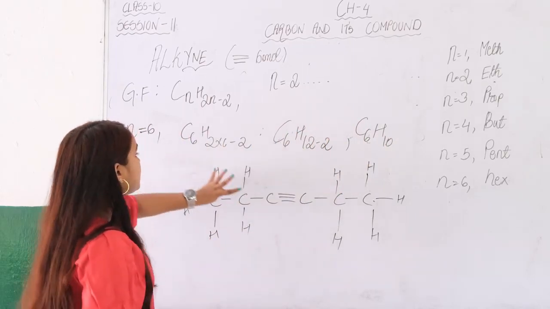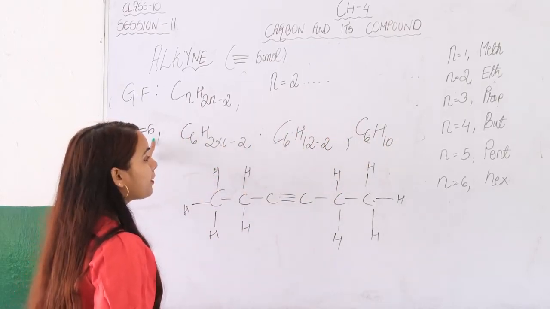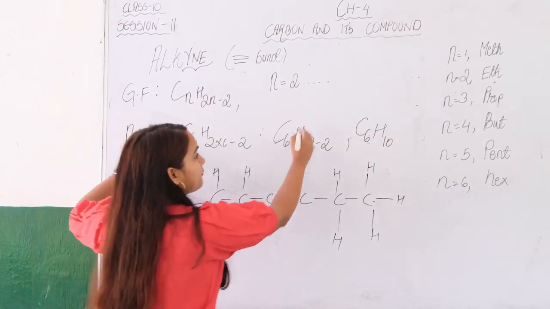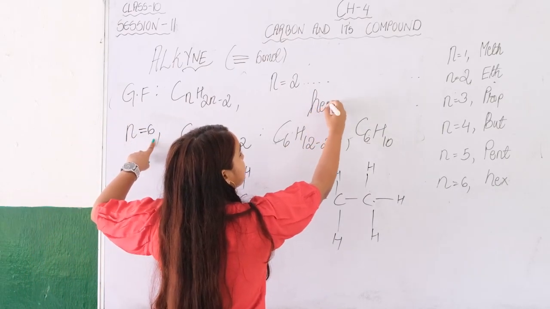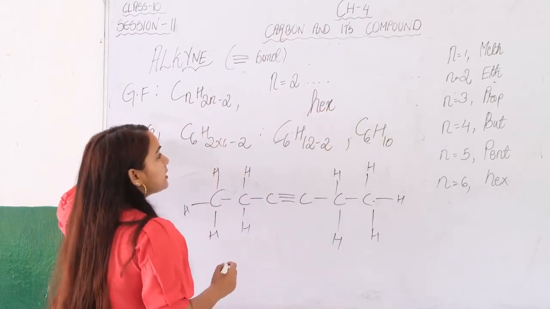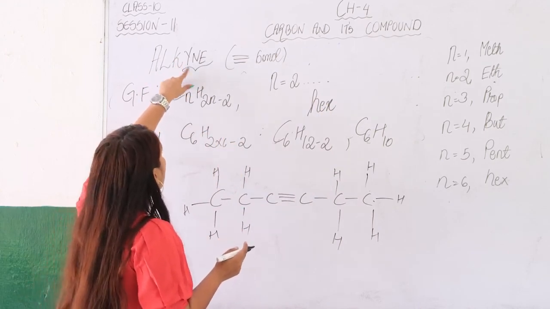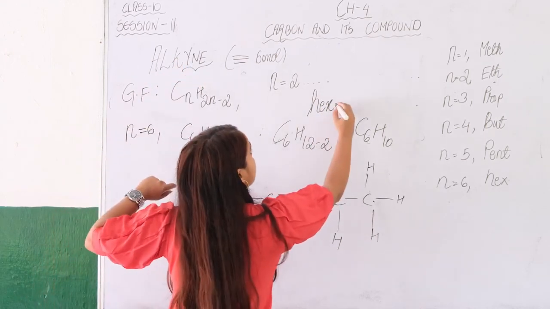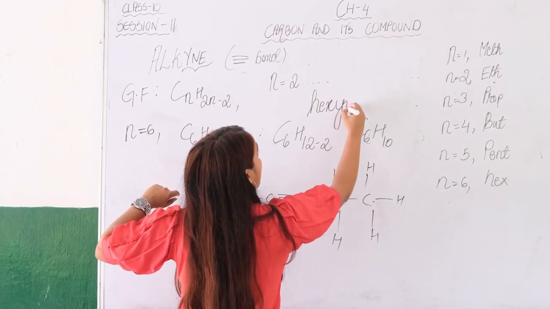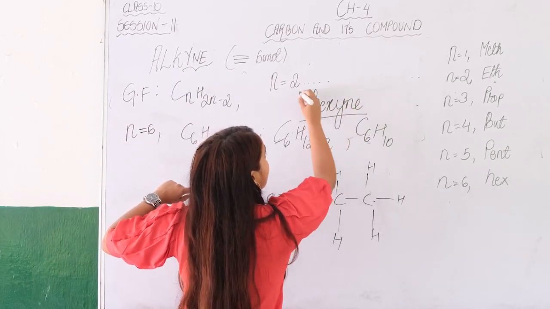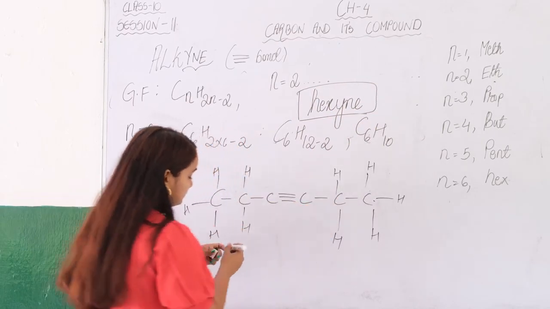And how do we name this compound? We know that for n is equal to 6, we have the prefix hex. And what is the suffix? That means what is the category we are doing for? We are doing for YNE, alkyne. So the suffix will be YNE. So the name of this very compound will be hexyne.